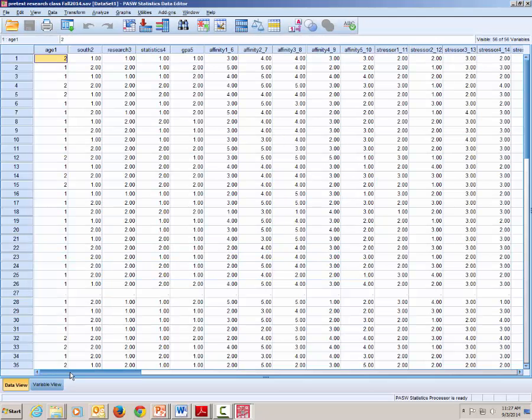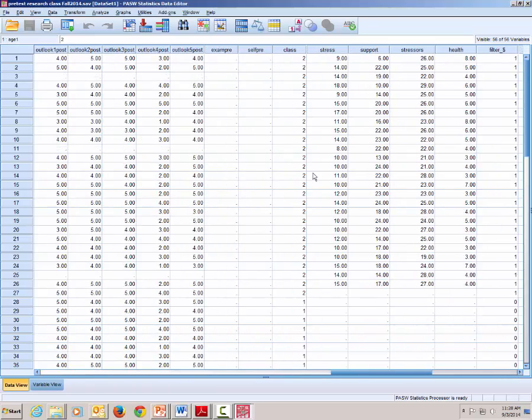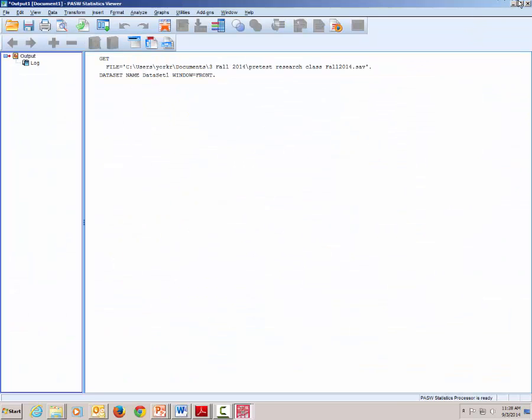Okay, here we go. This is what the data looks like when it's put into the SPSS. Here you see the variable names are across the top: age, South, research, statistics. These are different individual variables entered into the data. Some of these were combined together to create a new variable that was used in the analysis, such as, for example, stress, which was a variable that combined several different items. The same is true of the other things as well.